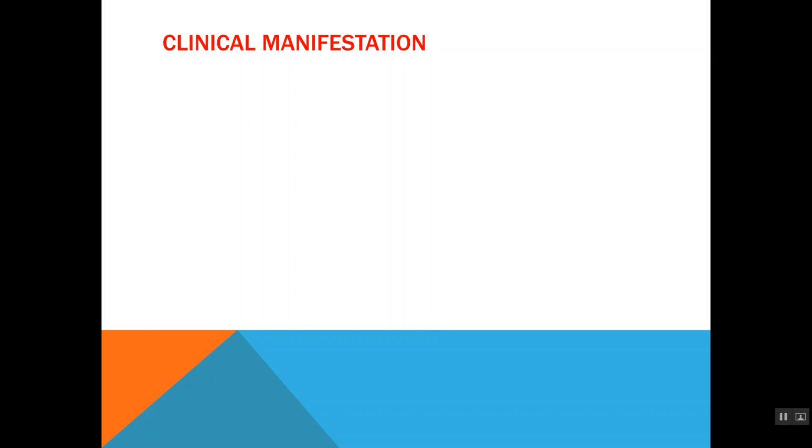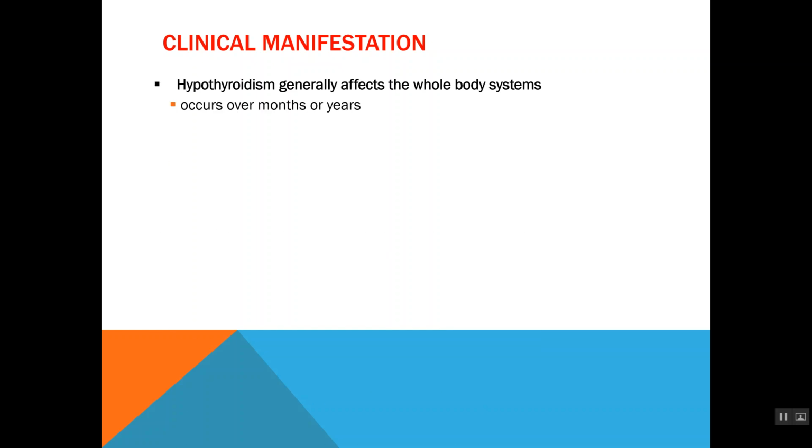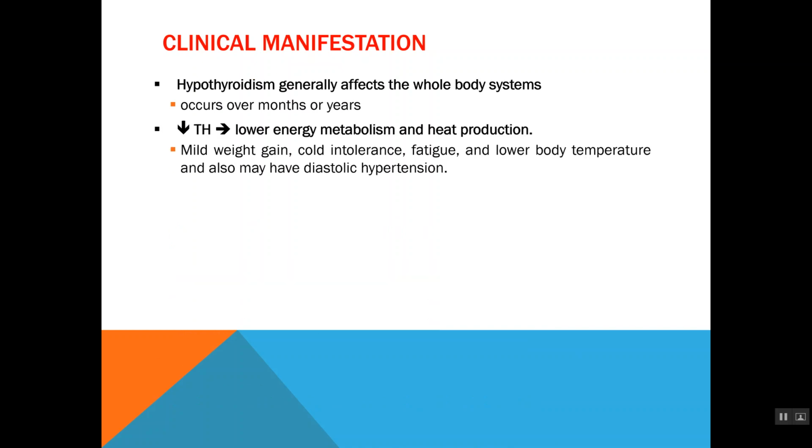Clinical manifestations. Hypothyroidism generally affects the whole body system. It could occur over months or years. With reduced thyroid hormone, it can cause lower energy metabolism and reduced heat production. Symptoms could include mild weight gain, cold intolerance, fatigue, and lower body temperature. It can also have diastolic hypertension.